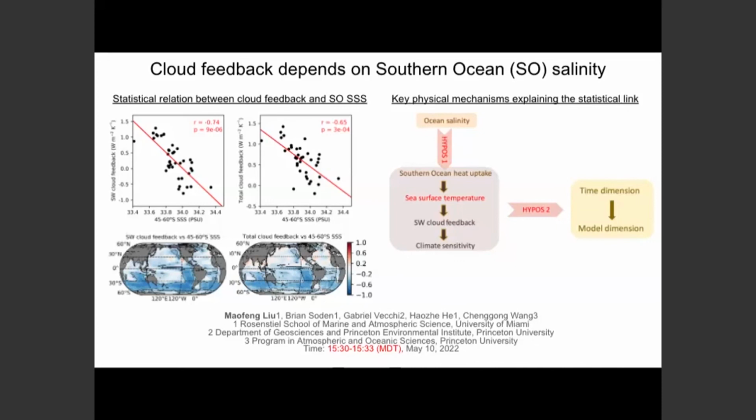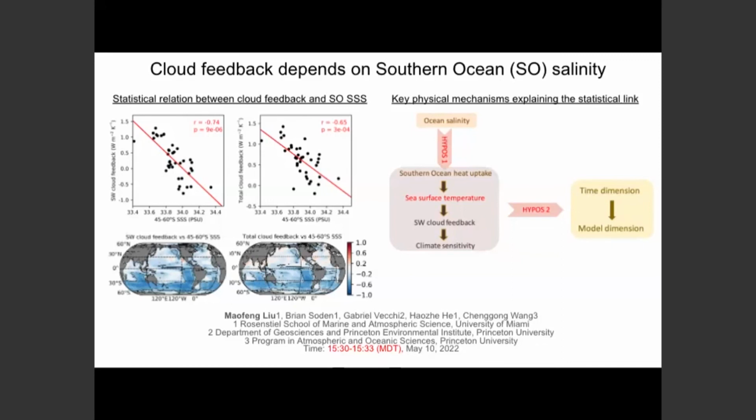And if you go down to look at the correlation spatial pattern, you can see that the strong correlation is not only seen in the local Southern Ocean, but also in the tropics and subtropics, especially in the Southeastern Pacific region, where we get the largest contribution to the model spread in cloud feedback. On the left is the shortwave cloud feedback correlation. And if you look at the correlation on the right, which is showing the total cloud feedback, there's a slight drop, but not much.